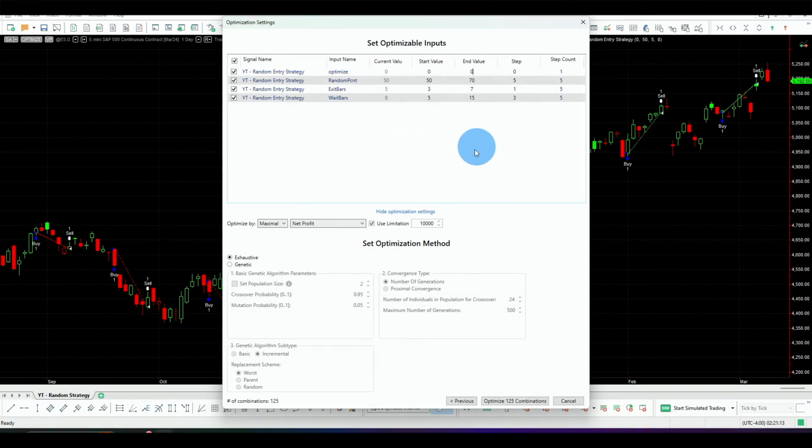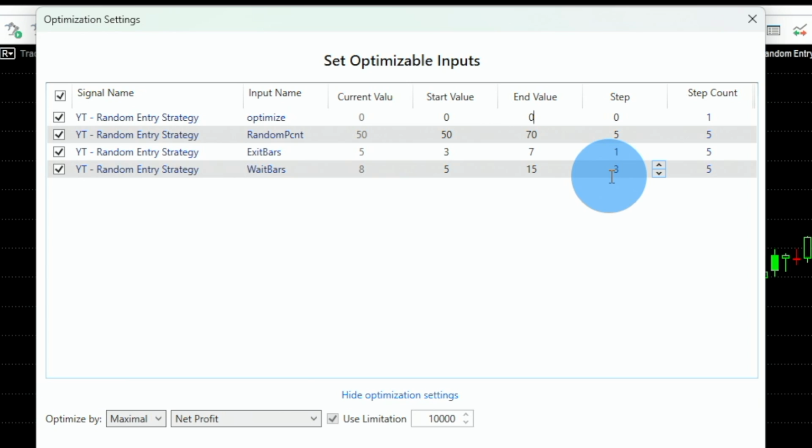So now that I have the basis to do a random strategy, I need a big sample. And I'm going to look for about 50,000 strategies, so I can get the average of that to find out where the luck sits in this instrument. To get a bigger sample, I will randomize the wait bars 5 to 15 step 3 and the exit bars 3 to 7 step of 1.